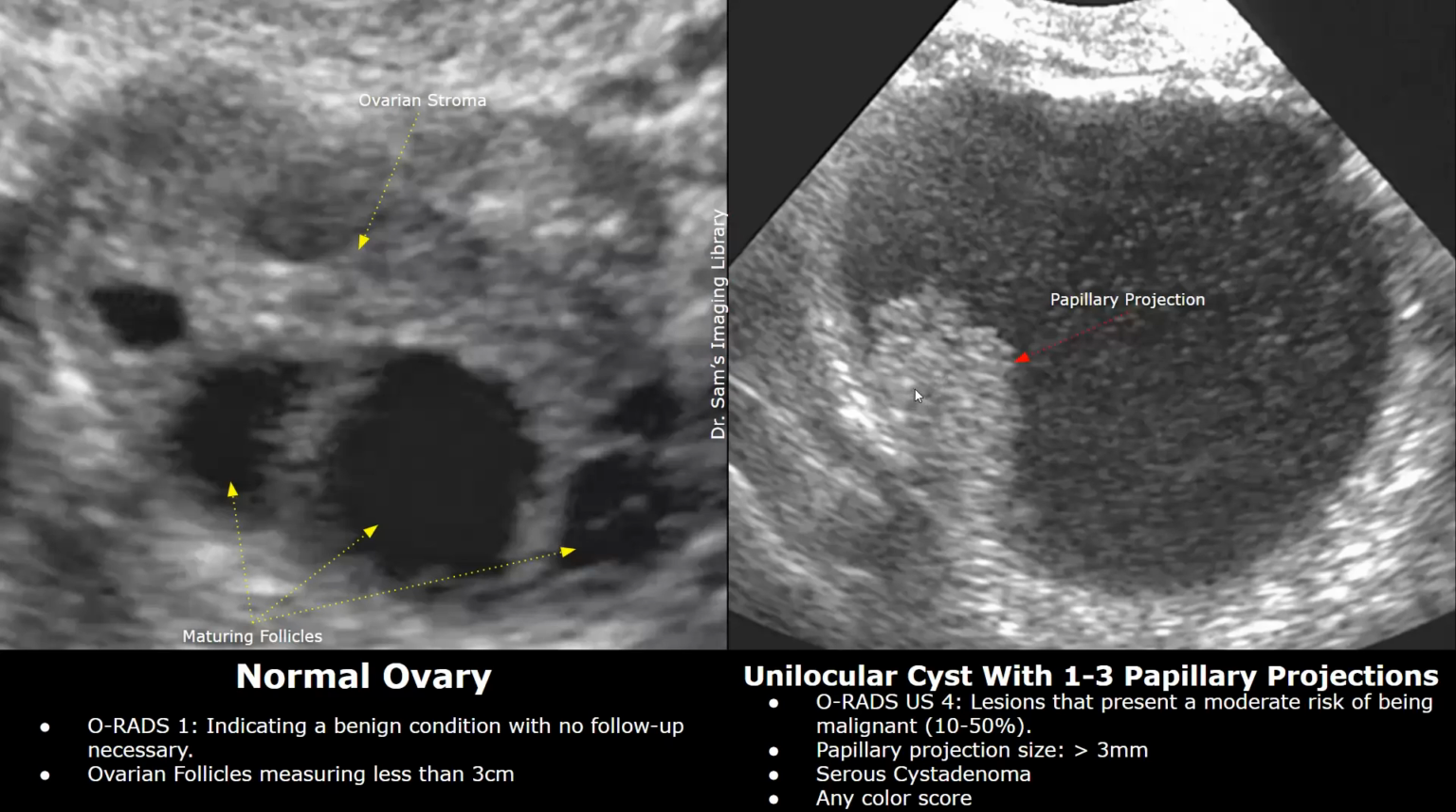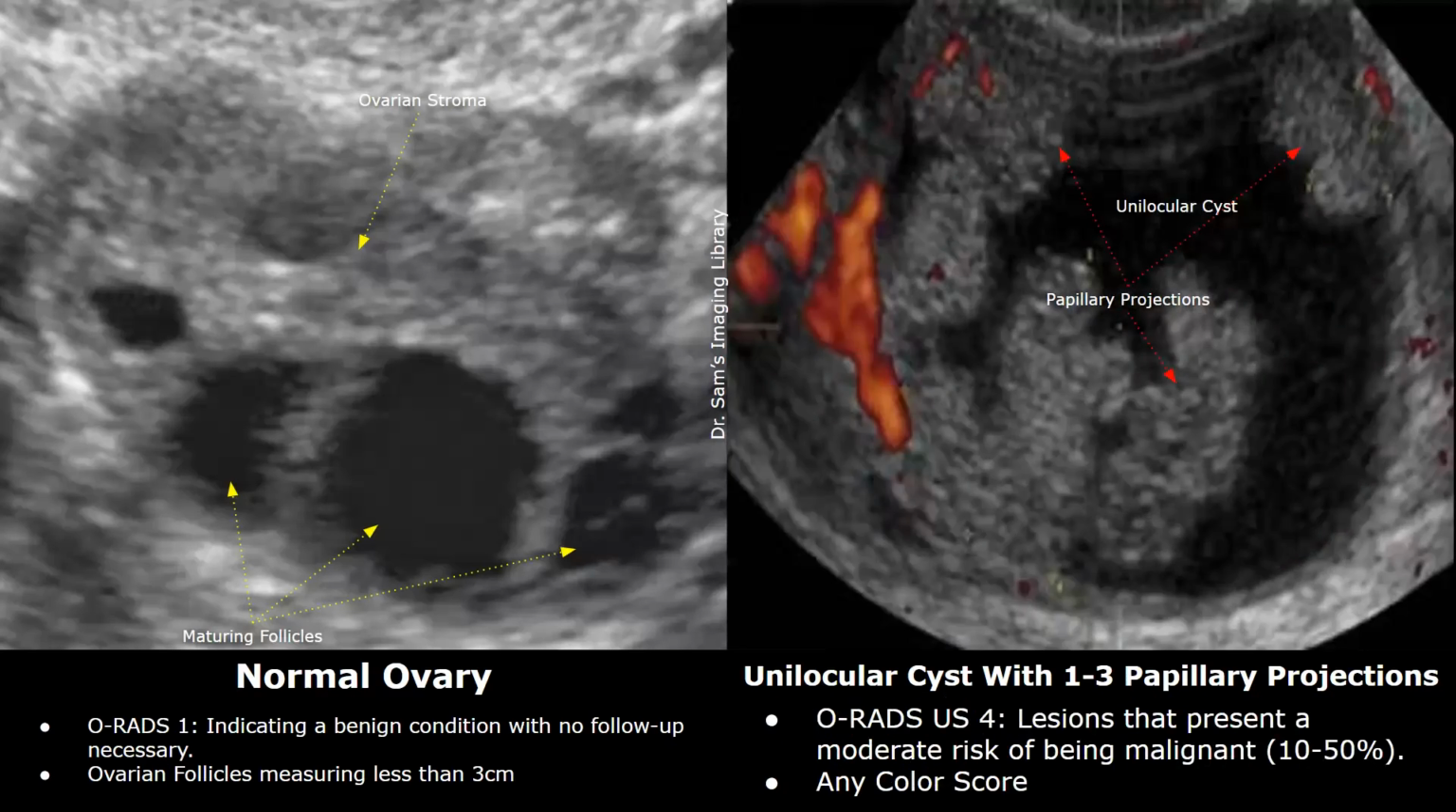So this case has one papillary projection. It measures more than 3 millimeters. This was a case of serous cystadenoma. Color score does not matter in this type of lesion. This type of lesion can have any color score, and it will be categorized as O-RADS 4.